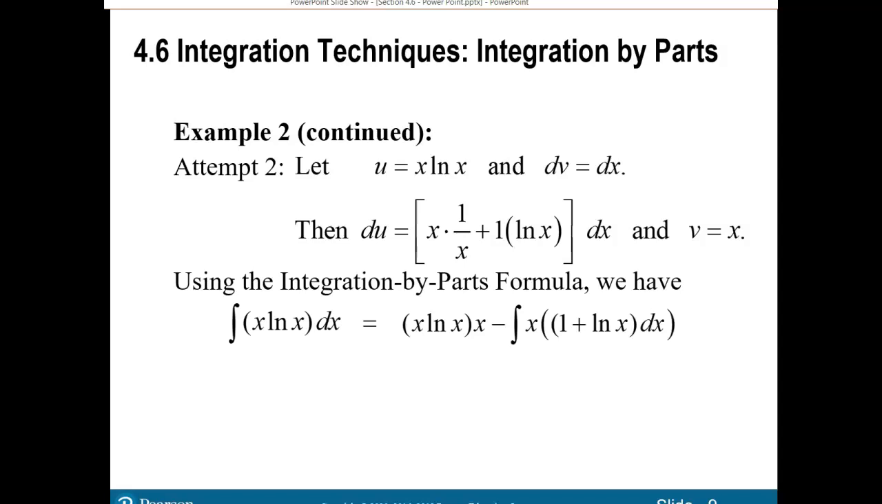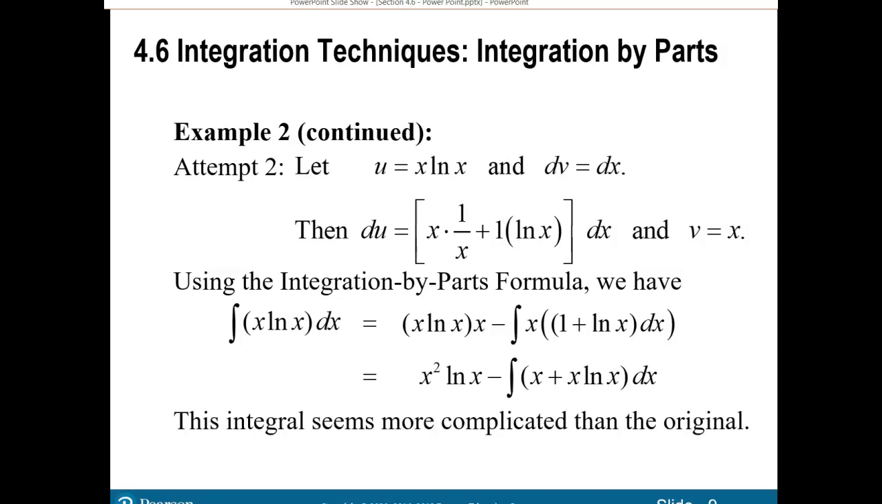Okay, so when I plug all that back into my formula, u, which was this, times v, which was x, minus the integral of v, which is x, times the du part, these would cancel, right, this would be my du. Okay, the problem with that is this thing that now I have to integrate is more complicated than the original, right? I didn't simplify anything. Okay, the goal is for that new integral to be a simpler integral. All right, so that's really not helpful.